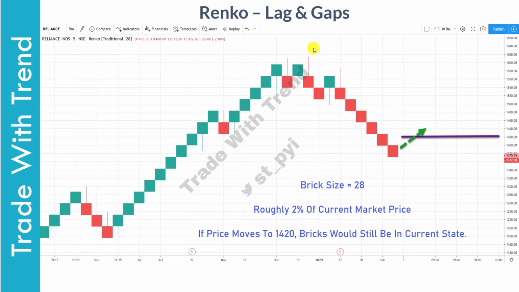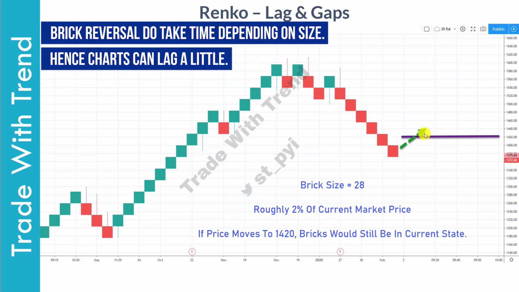So one more thing that I want you to understand is that Renko charts do lag a bit. Now let us assume that price is at 1400 and with the traditional method, I have set the brick size at 28. So that would roughly be 2% of current market price. So as price moves from 1400 to let's say even 1420, the brick would actually still remain red. Now the main reason being that your brick size is 28, and unless and until 1428 is crossed decisively, only then that brick would be plotted on the chart.